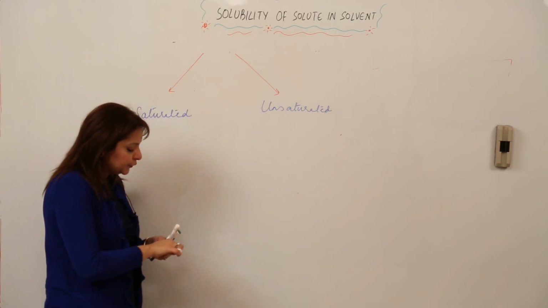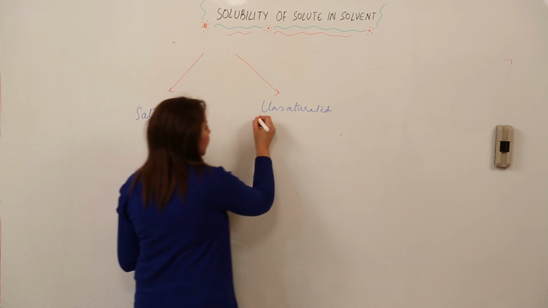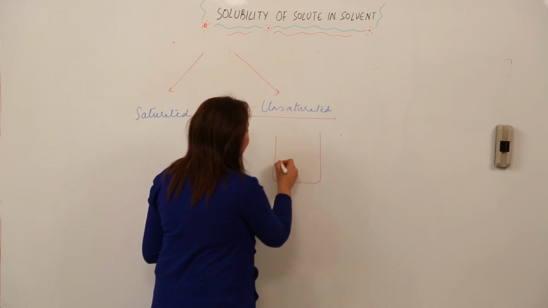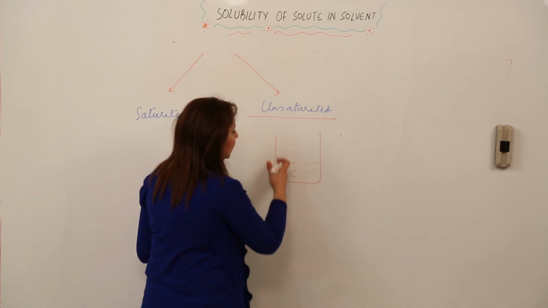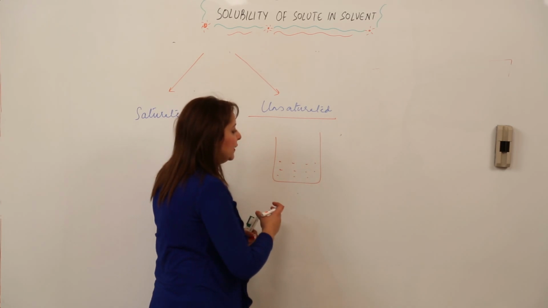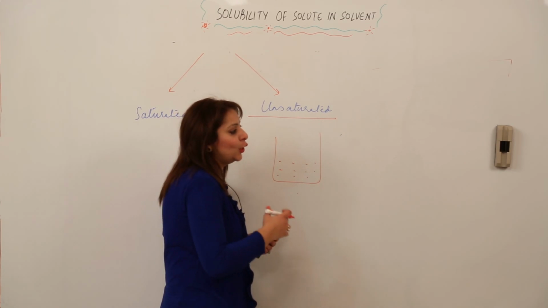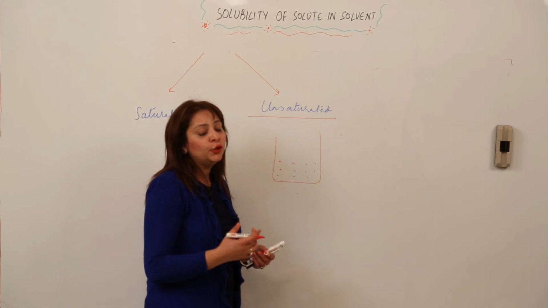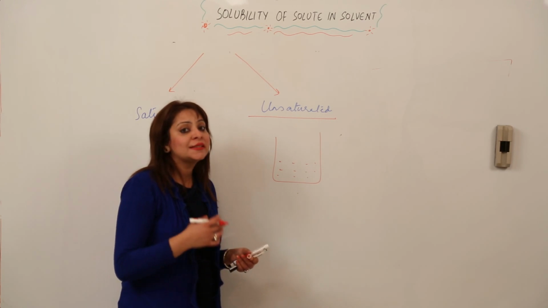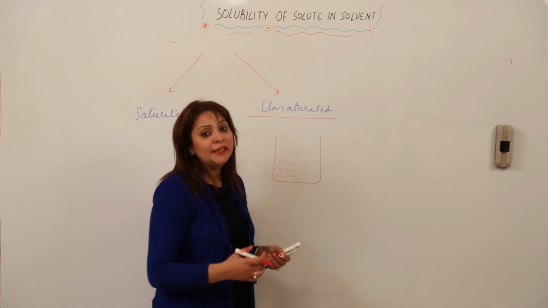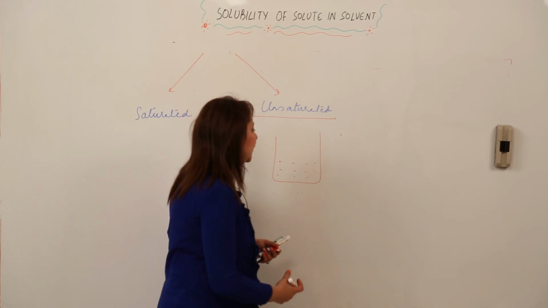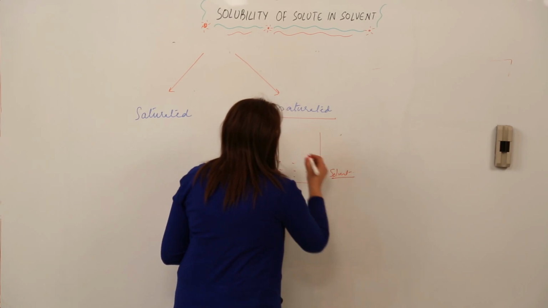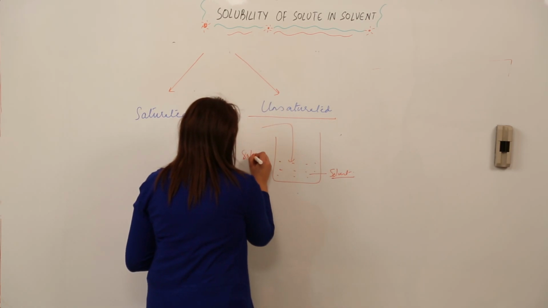Now what is the difference between the two? I am just explaining with an example for better understanding. See, I have taken a flask containing a solvent. The solvent can be anything. It is not compulsory that you always take water as a solvent. Though water is a universal solvent, we have many more solvents like benzene, carbon disulfide. So I have taken a solvent and I am dissolving a solute into it.